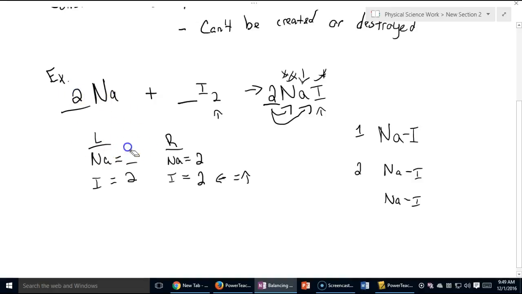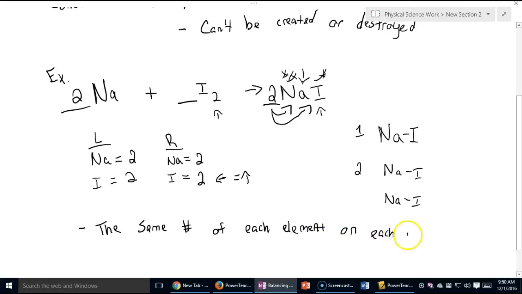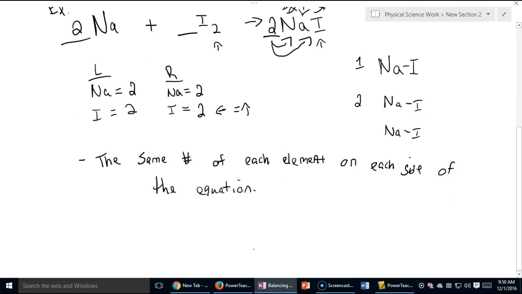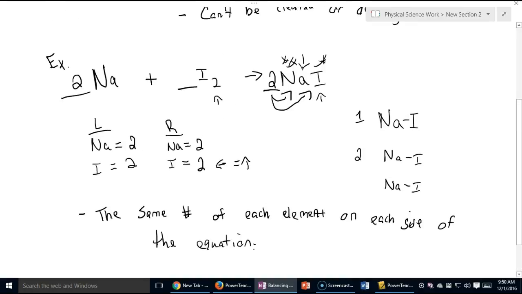Because if I go back and relook and say, okay, how many of each do I have? I have 2 Na's, 2 I's. So really, for a balanced equation, you have to have the same number of each element on each side of the equation. And that's really it. That's the whole idea of it. It just depends on what you're given in order for you to be able to do the problem right.